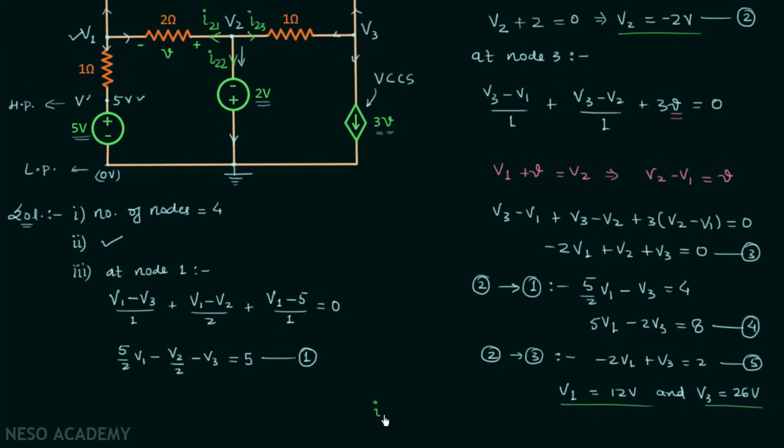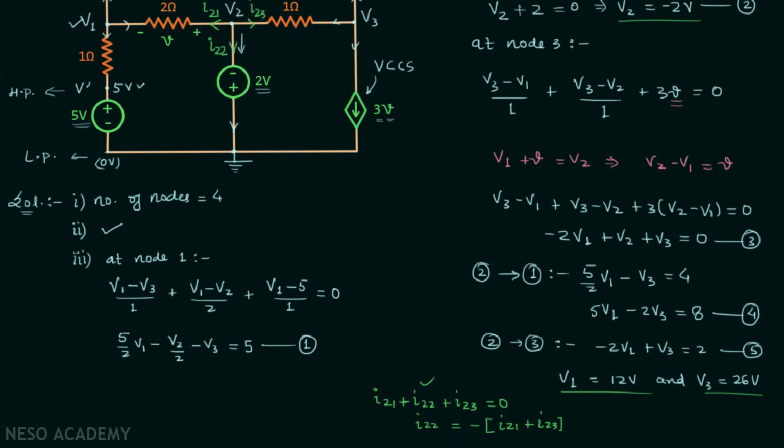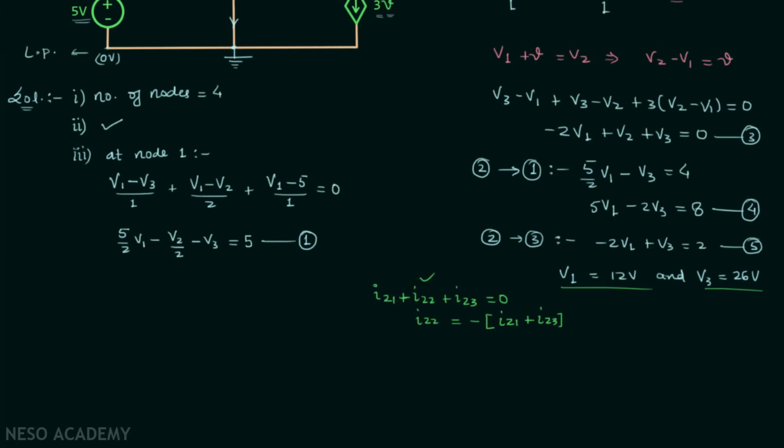So we have I21 plus I22 plus I23 equal to 0. We want I22. So we will keep I22 on the left hand side, and on the right hand side we have minus bracket I21 plus I23. We can write current I21 equal to V2 minus V1 divided by 2, and we can write current I23 equal to V2 minus V3 divided by 1. So here we will have minus inside the bracket (V2 minus V1) divided by 2 plus (V2 minus V3) divided by 1. We know V2, we know V1, we know V3.